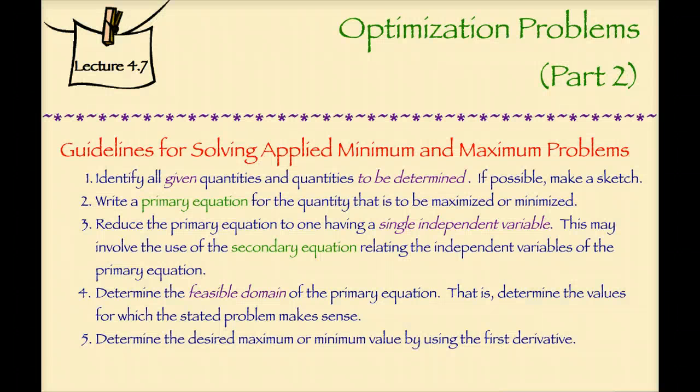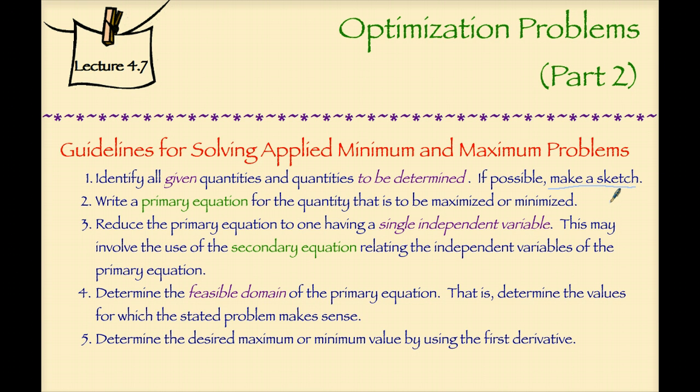In this lecture, I'm simply going to do a few more optimization problem examples, but I thought I would start with reminding you of the guidelines for solving applied minimum and maximum problems. Identify all given quantities and quantities to be determined. If possible, make a sketch. For sure, make a sketch. I can't imagine a scenario in which a sketch would not be a good idea.